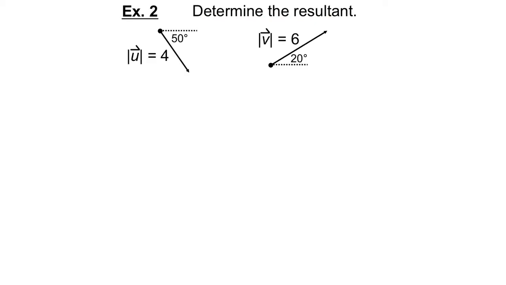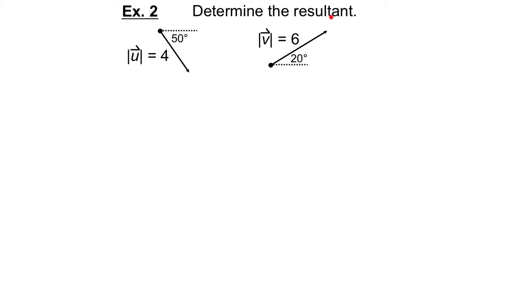Determine the resultant. Here I've got vector U, 4 units, 50 degrees down from the right. Vector V is 6 units, right up 20 degrees.